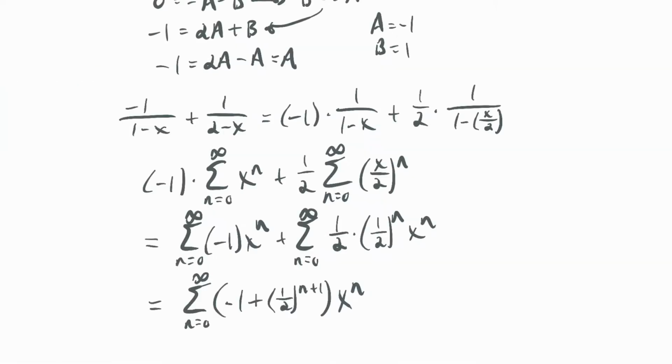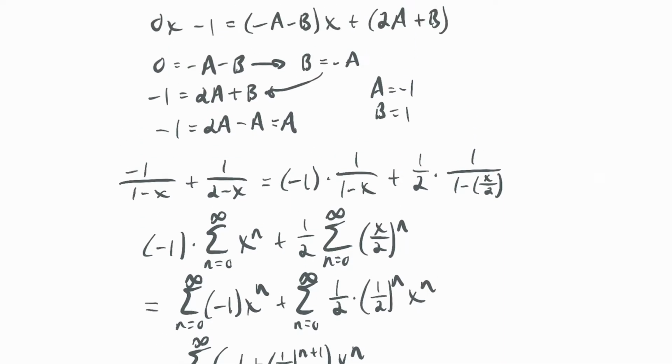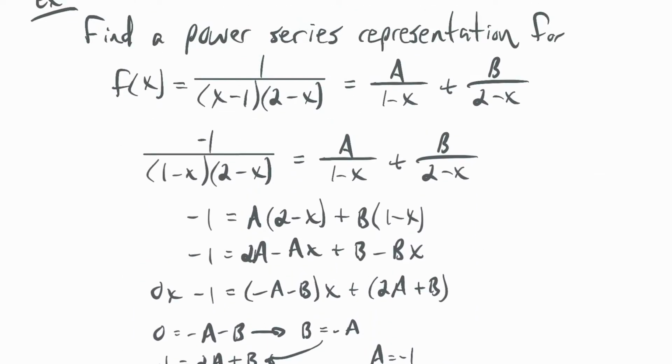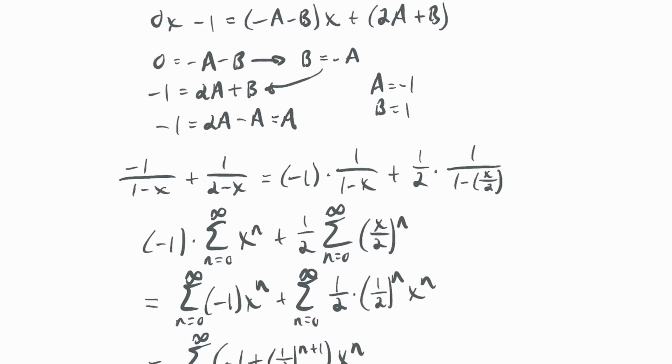We actually forgot to do something with this one. We didn't think about the interval of convergence. So, of course, this one converges on the interval -1 to 1, as we've seen before. What about this one? Well, this one converges for all x such that x over 2 is between -1 and +1. So if I double every component there, I'll get -2 is less than x, which is less than 2. So this series converges between -2 and +2.